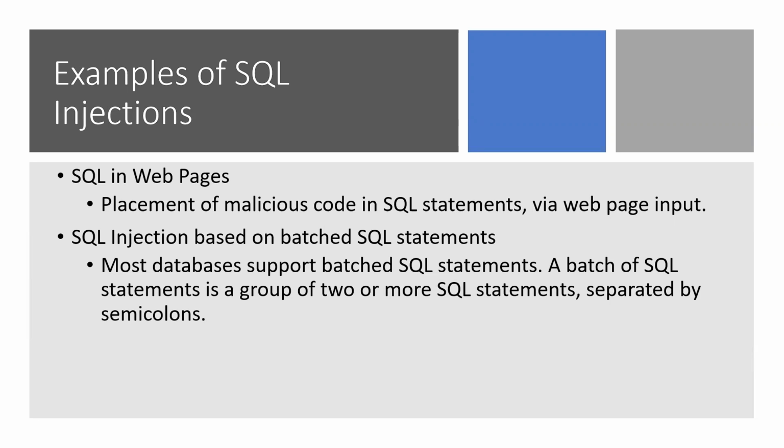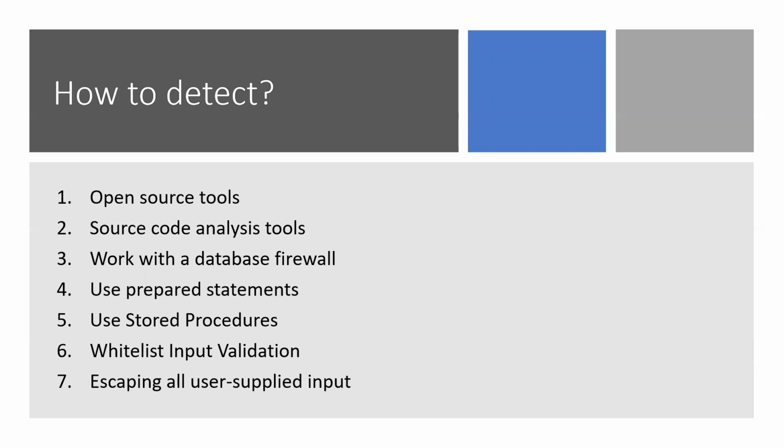Most databases support batched SQL statements. A batch of SQL statements is a group of two or more SQL statements separated by a semicolon, right? So how do we detect SQL injection? We have a series of different techniques on how we could detect different SQL injections.